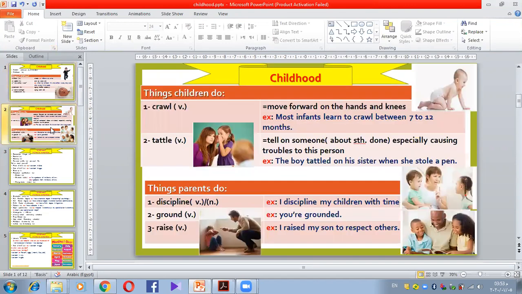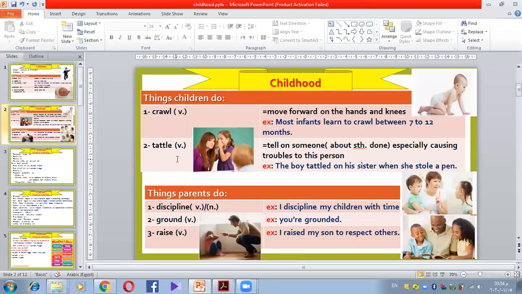We have some other words that we can have related to this topic as well, concerning childhood. Things children do. What are the things that children are famous for doing all the time? When they are so young, it's crawling. What is meant by crawling? You move forward on your hands and your knees. Most infants learn to crawl between 7 and 12 months. This is the age that most of them start to learn how to crawl.